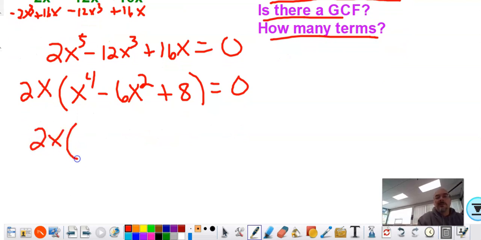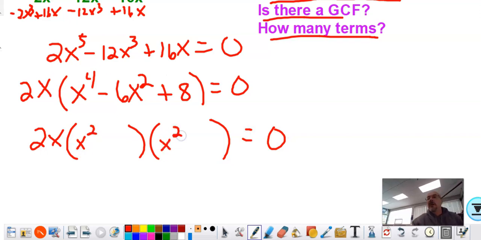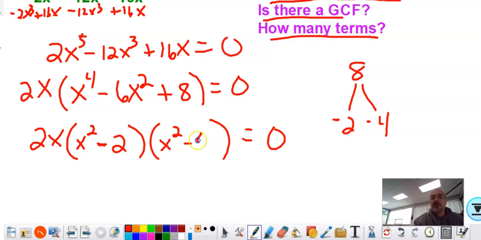So now I'm going to factor. This is going to be x squared. This is going to be x squared. All right, factors of 8 that add up to negative 6. So it looks like negative 2 and negative 4. So I'm going to put x squared minus 2 here and x squared minus 4 here.